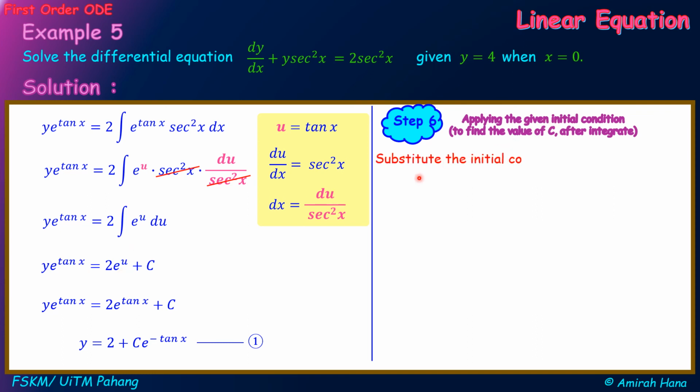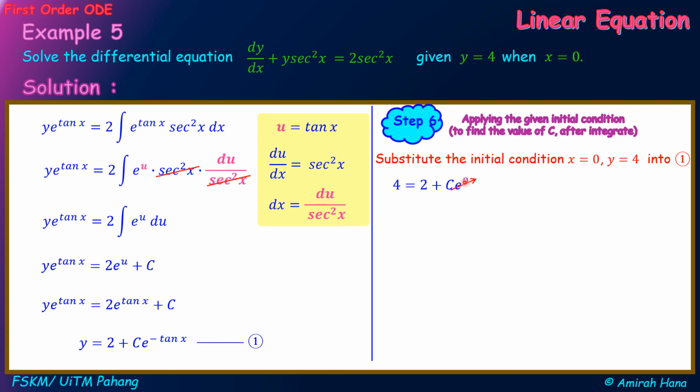Right? So, we need to substitute the initial condition x equals 0 and y equals 4 into equation 1. Right? So, we have y equals 4. So, we substitute here. y equals 4 equals 2 plus c. And then we replace x equals 0 here. Tangent 0 equals 0. So we have e to the power of 0. We don't need to put negative because 0 is not positive or negative. We just put 0 here.